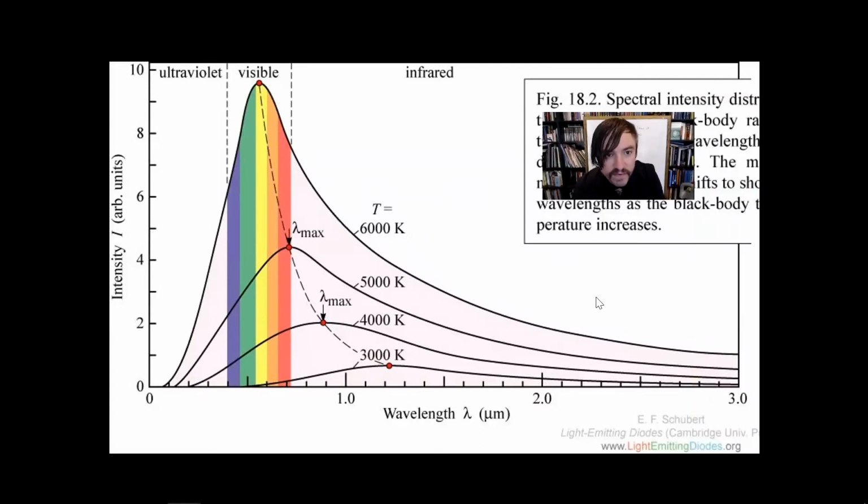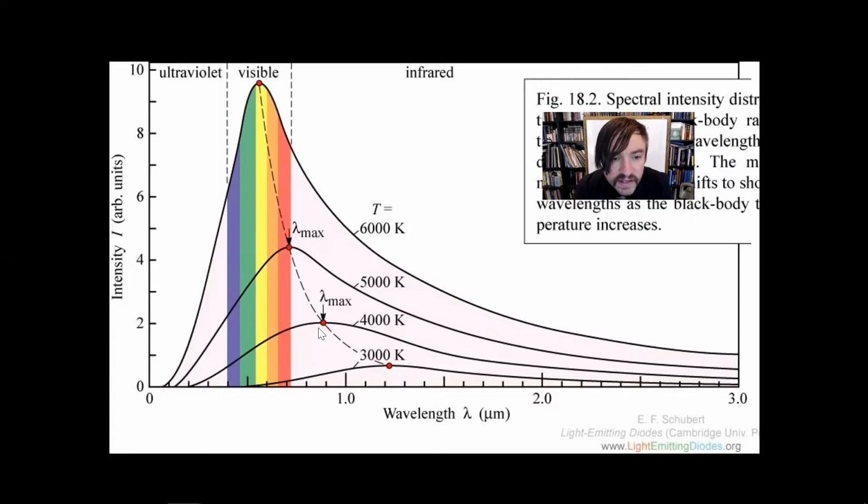And in this family of curves, we have wavelength plotted on the x-axis, and we have brightness or intensity, maybe in watts per meter squared per micron or something. Just how much light is coming out is plotted on the y-axis. And you will notice that there's not one single graph, but there is a family of curves that depend upon temperature.